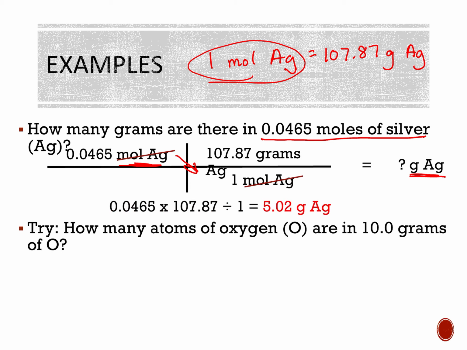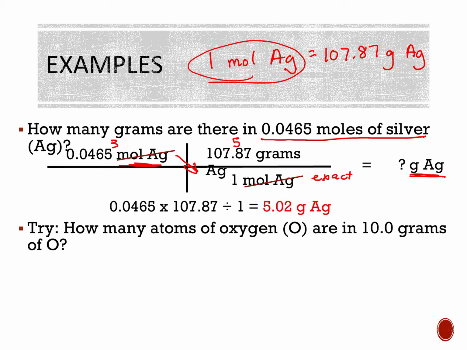0.0465 times 107.87 divided by 1 gives us 5.02 grams of silver. And again, double check your sig figs, right? This has 3, this has 5, and this down here, this is exact. So 3 versus 5, our answer will have 3.